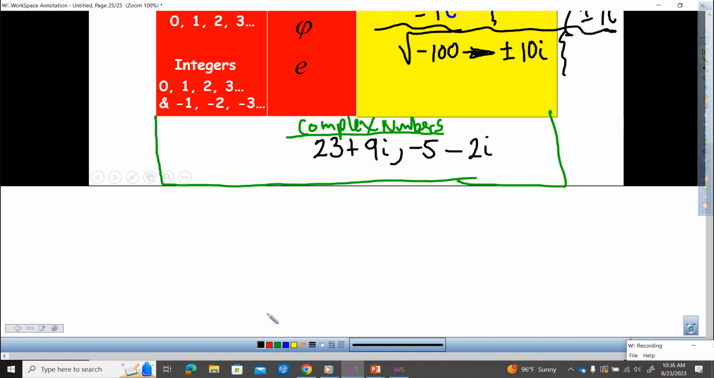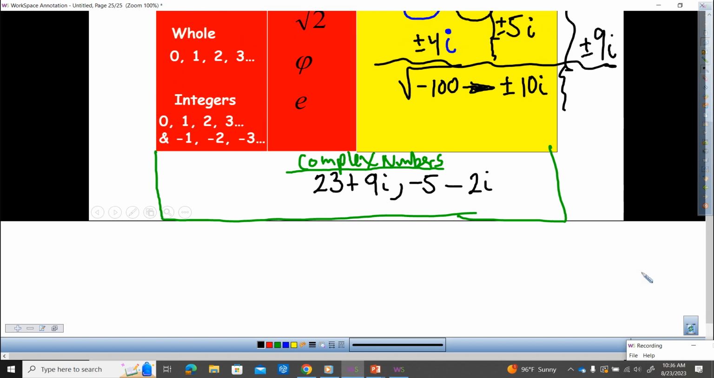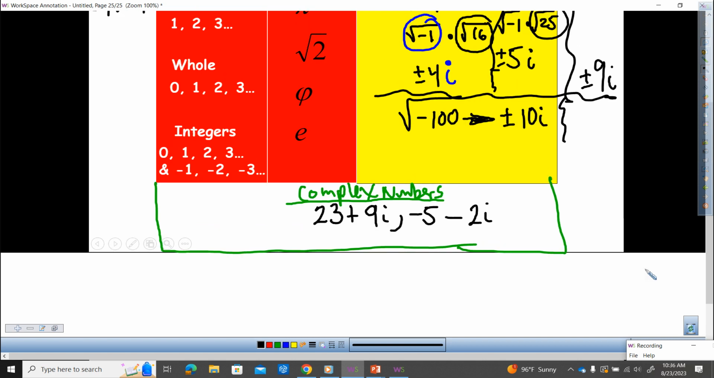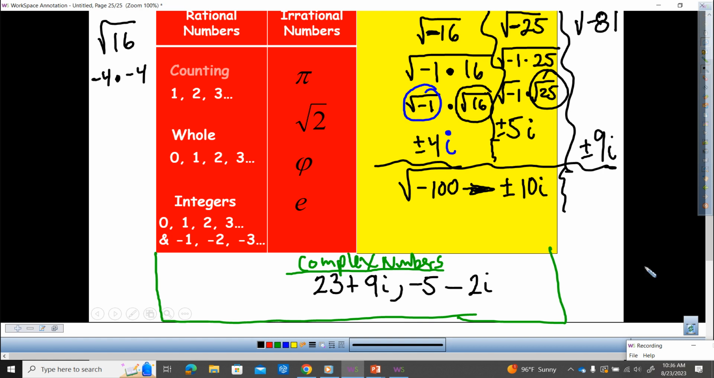All right. Share with your neighbor what you got. See if they have something similar. 2 more complex numbers. You're like, oh, I think I got this. So yeah, we got this.